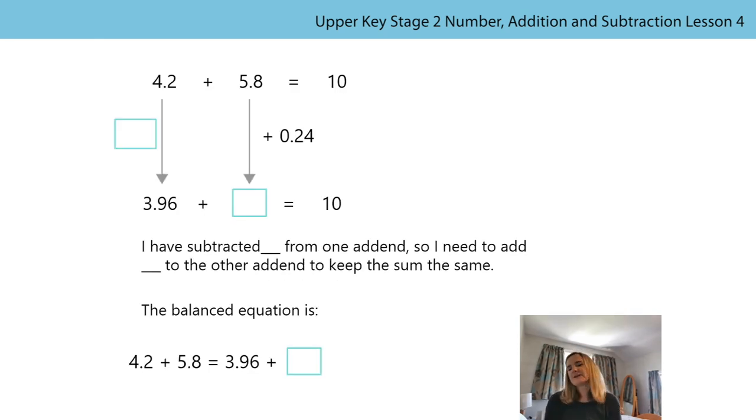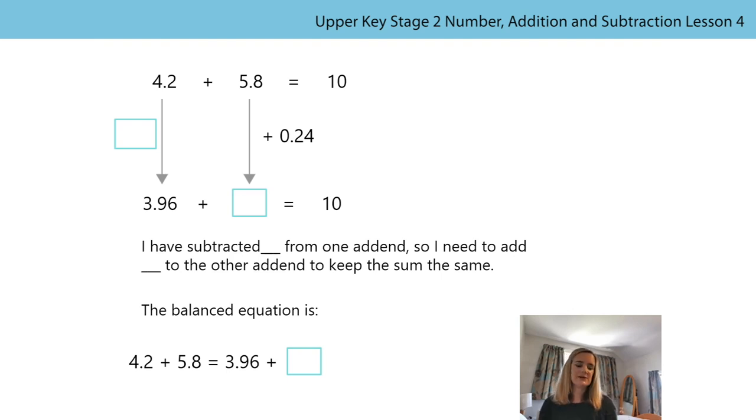Okay, so now it's time for us to have a go at one together before you do some independent practice. So I'd like you to have a look at these equations here. We've got 4.2 plus 5.8 is equal to 10. Have a look at what's changed, what's been redistributed. Did you spot it? So it's showing here that we're increasing this addend by 0.24. So have a think about what would go in here.